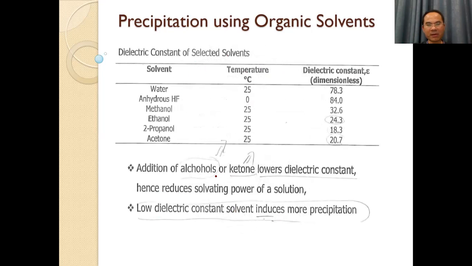If you add some alcohol or ketone, it has a lower dielectric constant and reduces the solvating power of the solution. Adding a solvent with a low dielectric constant means lower solubility, which induces precipitation. Water is the reference here. For this case, ethanol, propanol, and acetone have quite low dielectric constants. That means they can induce precipitation because they reduce the solubility of the protein.